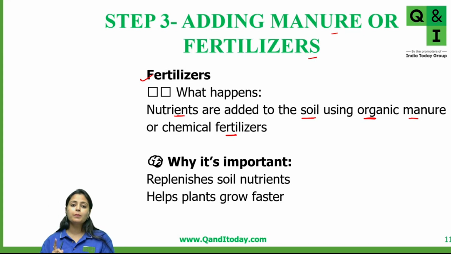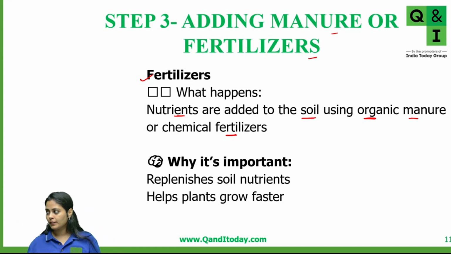The differences between manure and fertilizers we are going to cover when we discuss this step in the next class. For now, just remember that the third step is that now you are providing nourishment to the plants. Why is adding this important? Because it will help plants to grow faster. After receiving nourishment from the soil in the form of fertilizers or manure, the plants will grow faster, and this will also replenish the soil's nutrients. Okay, clear everyone? Is it clear why adding manure or fertilizers is important?